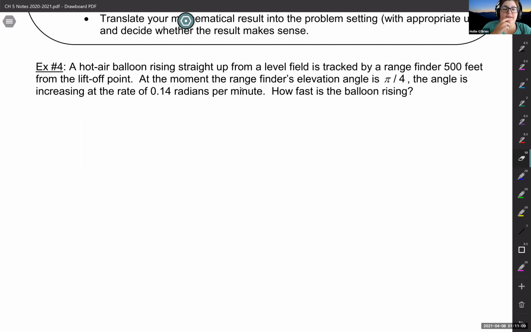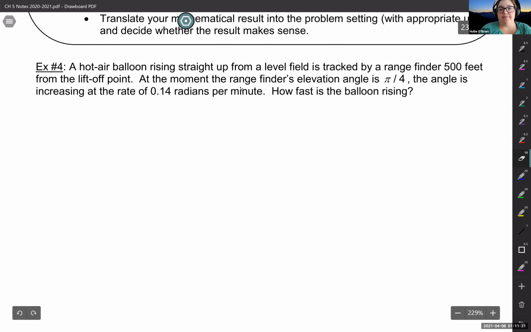So a hot air balloon is rising straight up from a level field, is tracked by a rangefinder 500 feet from the liftoff point. At the moment, the rangefinder's elevation angle is pi over 4. The angle is increasing at a rate of 4.14 radians per minute. How fast is the balloon rising? Oh my gosh. Whew. Draw a picture.